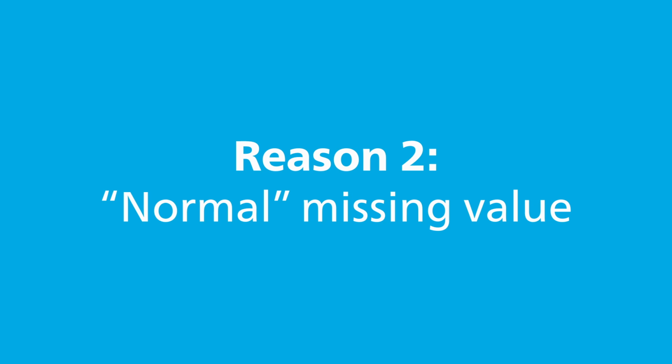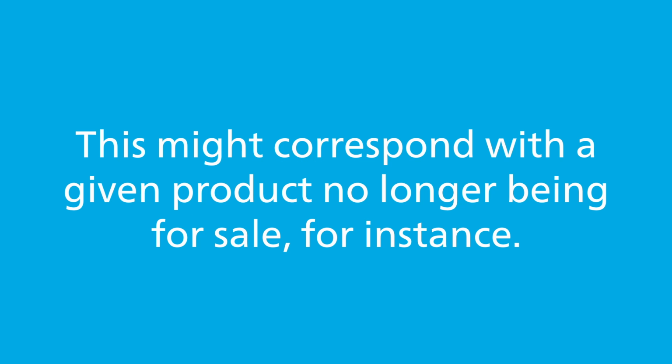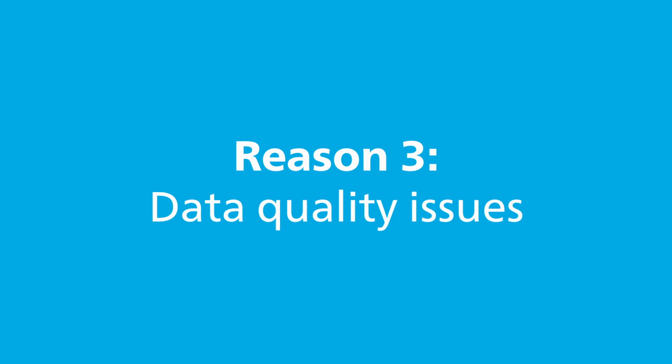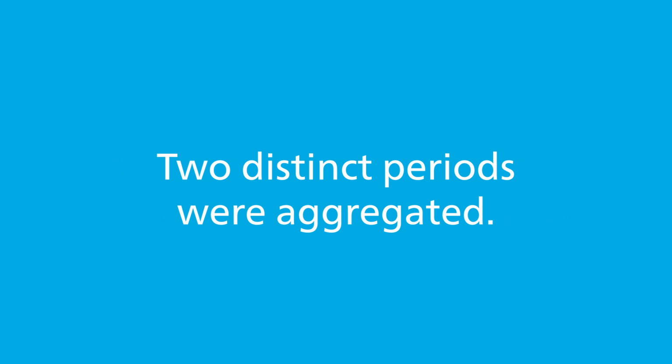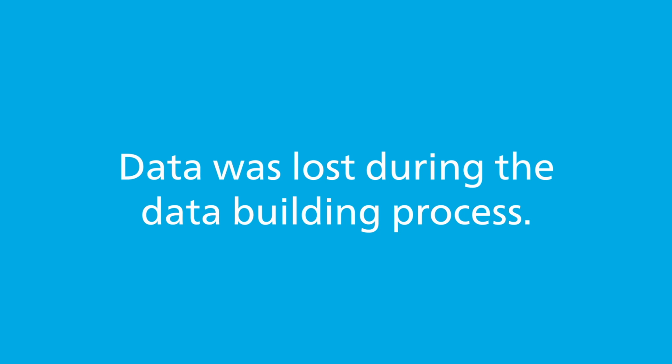There is no data for some periods, and associating 0 values with these periods would not be correct, as these missing values are normal. This might correspond with a given product no longer being for sale, for instance. There could be many reasons for this, but here are a few examples. The data point exists, but it wasn't entered in the system. 2 distinct periods were aggregated. Data was lost during the data building process.